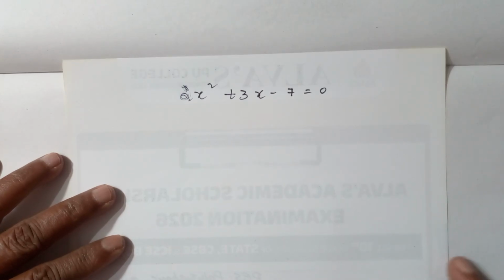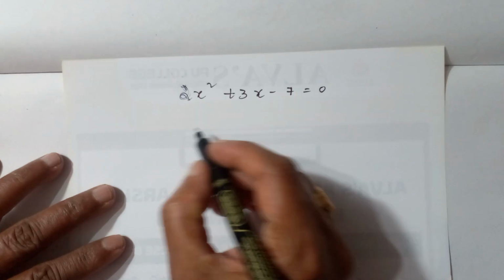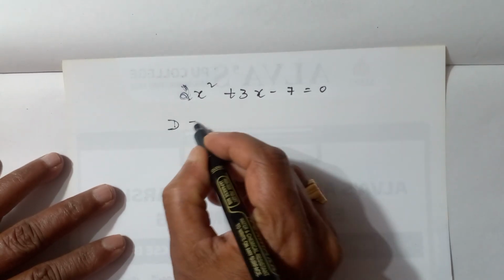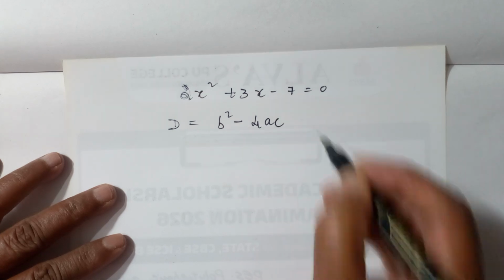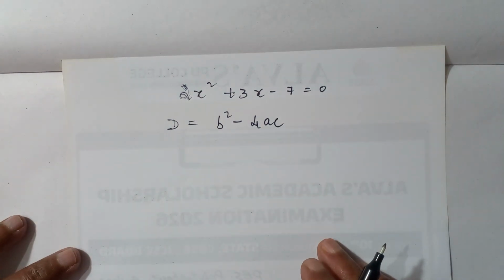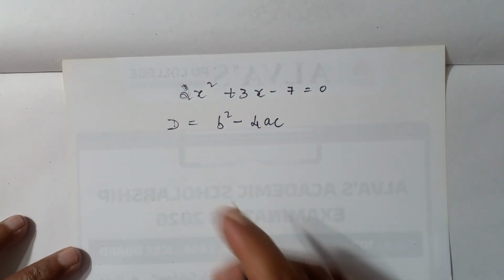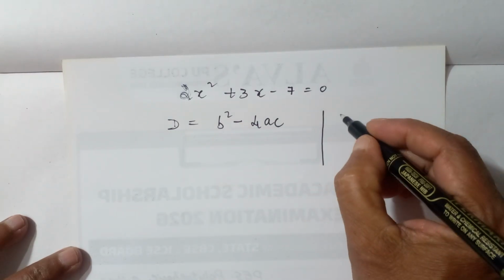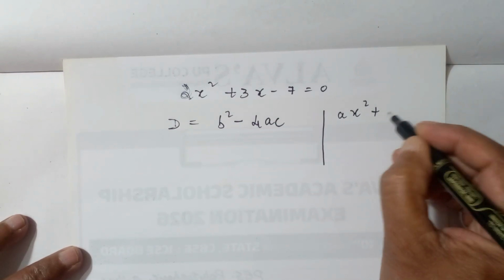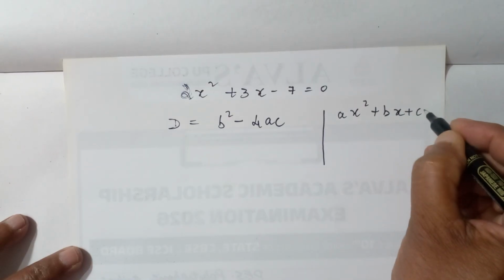Actually, in any quadratic equation, if you want to find the discriminant, you have to use that D is equivalent to b square minus 4ac. This is the discriminant part. Here, compare the quadratic equation ax square plus bx plus c is equal to 0.